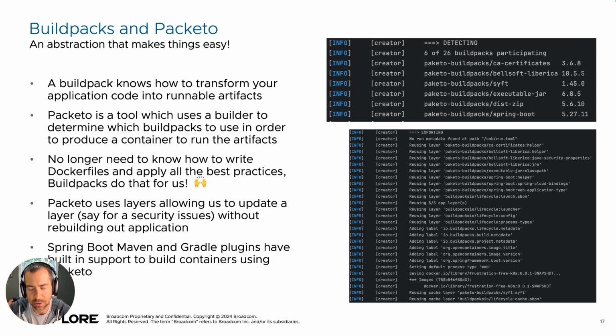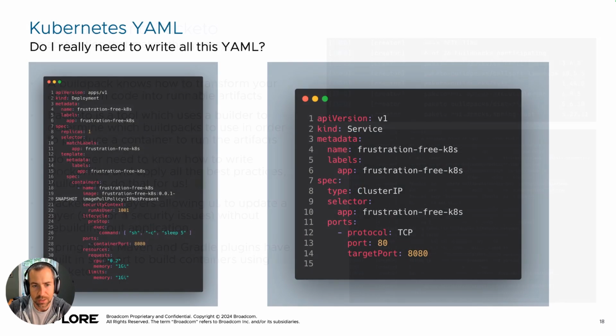allows us to patch our containers fairly quickly without having to recreate everything. And the awesome part about this is that with the Spring Boot Maven and Gradle plugins, they're all built in, and we don't actually need to install any other additional tools besides just making sure we have Docker running on our machine. That takes care of the container part.